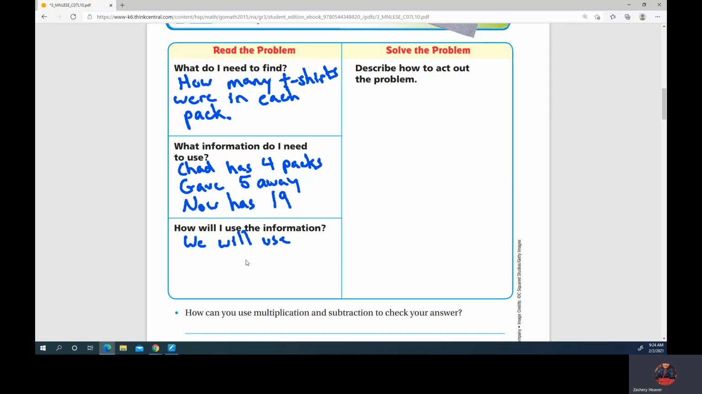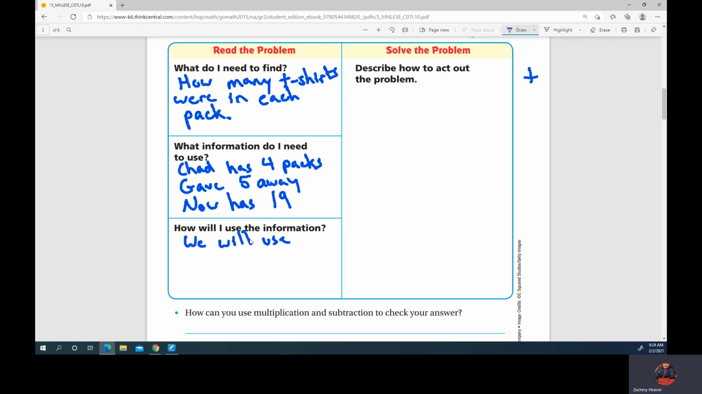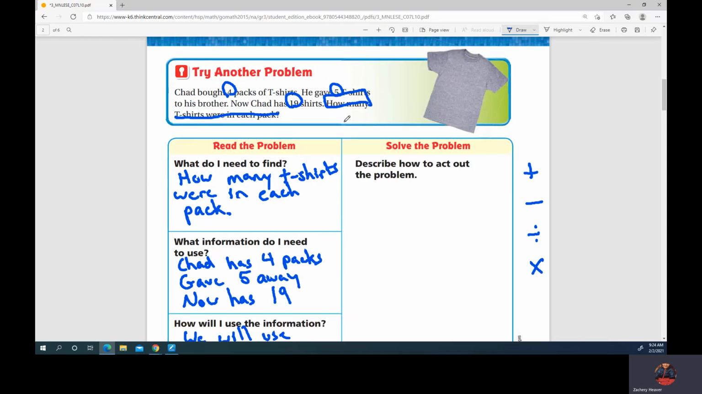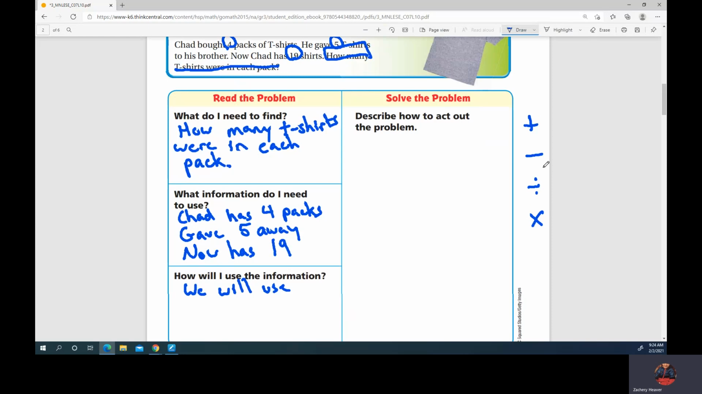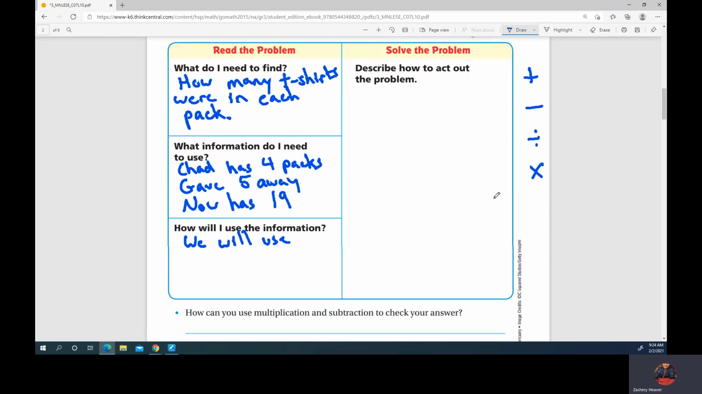One of the biggest things you can see in the information I need to use is gave 5 away. If you gave something away, what operation is that going to indicate? Is that going to indicate we're going to plus, minus, divide, or multiply? Remember, this is our patient, and we're going to be the doctor. We got to operate, and we got to pick some of these tools to operate. If we gave 5 away, we're going to have to subtract. So we will use subtraction.